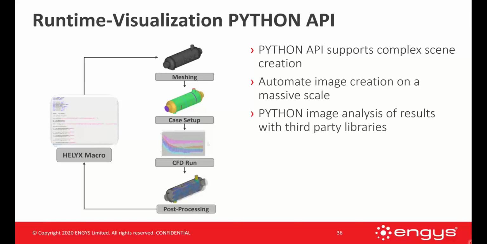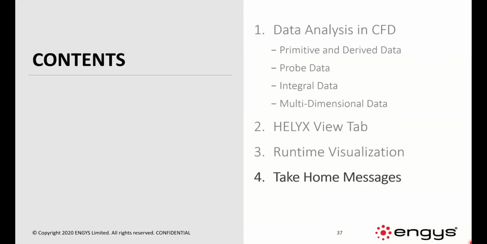You could also do this on many different vehicles and, say, do image analysis of these results with third-party libraries. So this is the strength of using a Python library. Within the Python API, even though that Python API is interacting with HELYX or Elements, you can still have third-party image analysis libraries or third-party libraries interacting with that Python script itself.